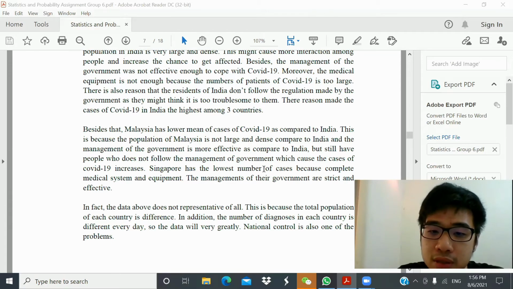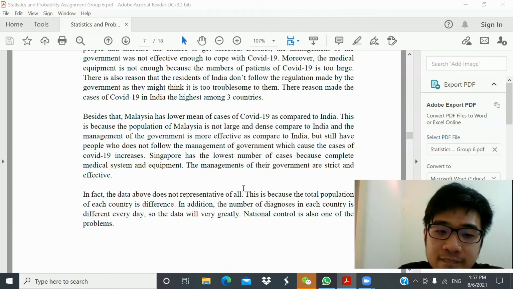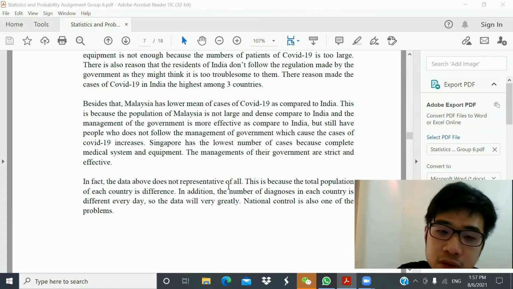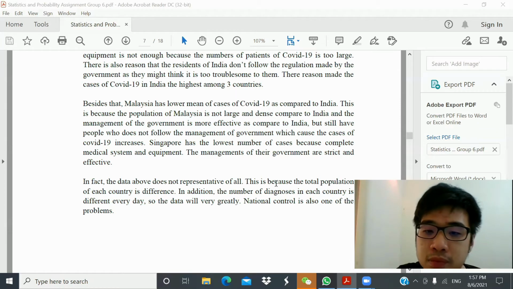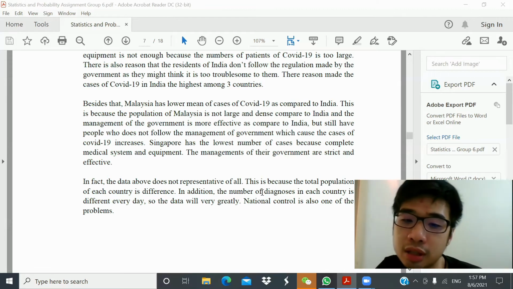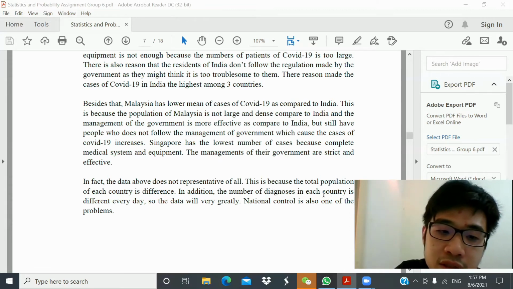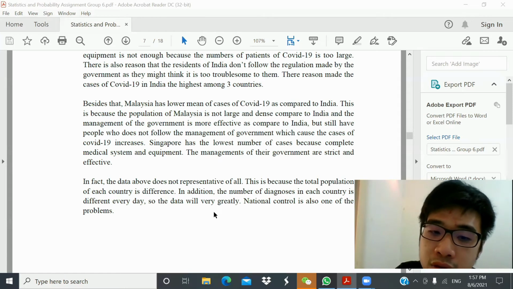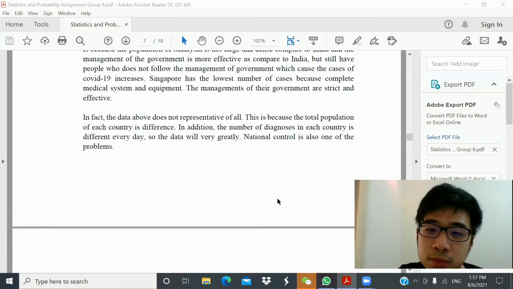Singapore has the lowest number of cases because of a complete medical system and equipment. The management of their government is strict and also effective. However, the data above is not representative of all. This is because the total population of each country is different. In addition, the number of diagnoses in each country is different every day. So the data will vary greatly, and national control is also one of the problems.